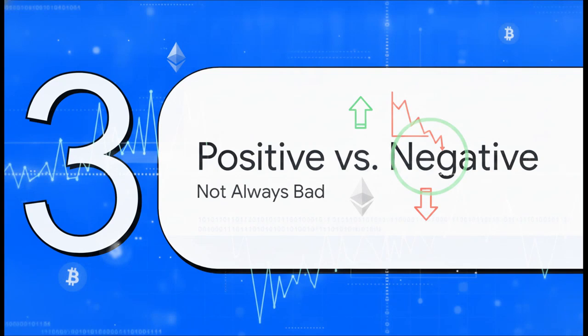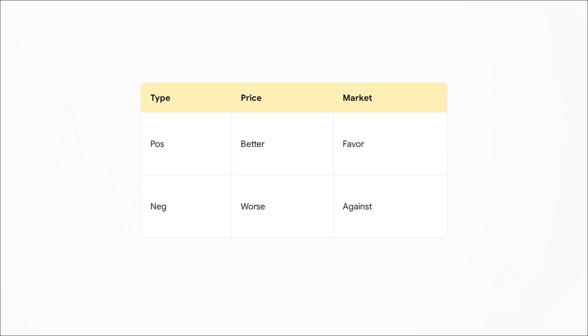All right, moving to Section 3, positive versus negative slippage. Now, what's really interesting about this is that it's not all bad news. Negative slippage is definitely what everyone fears, right? The market moves against you and you pay more than you intended. But positive slippage exists too.